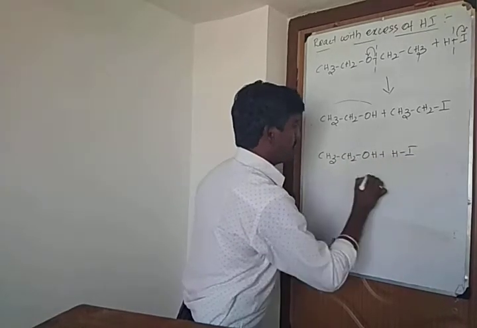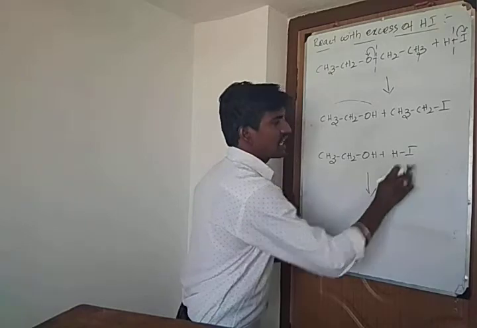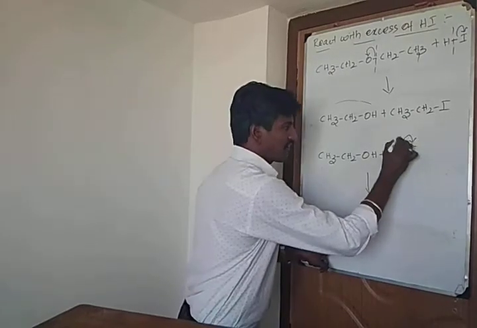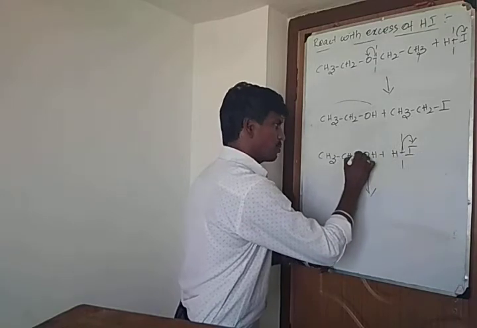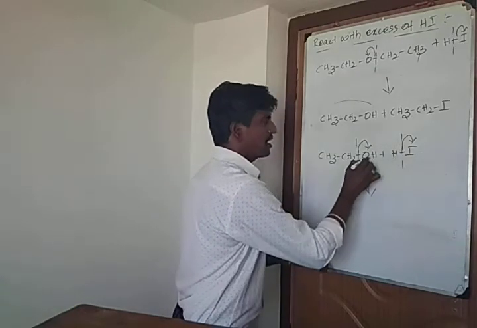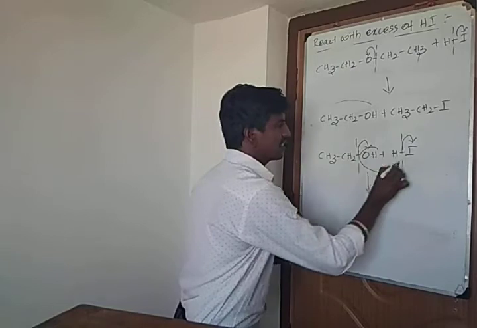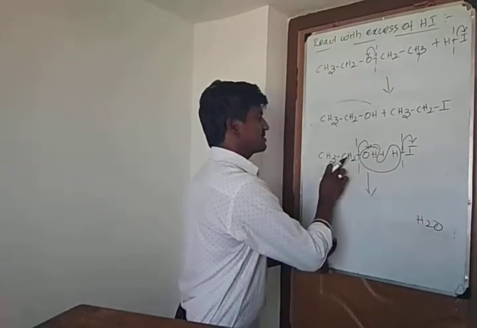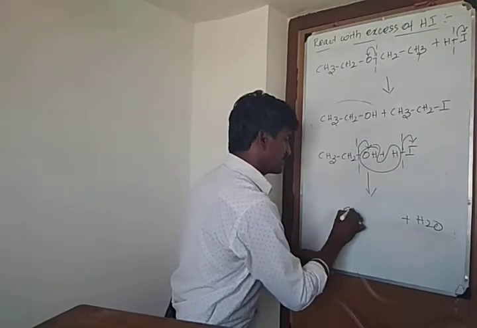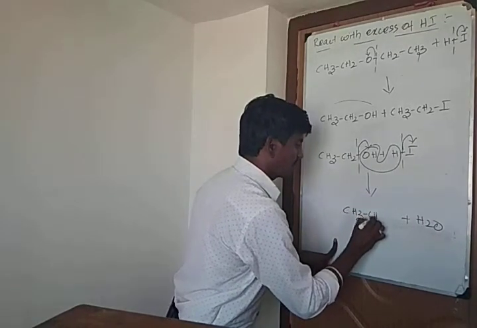So, what will happen? Compare hydrogen and iodine. Iodine takes one pair of electrons. Here the bond breaks. I minus, H plus. Compare carbon and hydroxyl group. The hydroxyl group takes one pair of electrons. OH minus, H plus, 1 mole of water. Here I minus, C plus, bond formation. CH3CH2I.